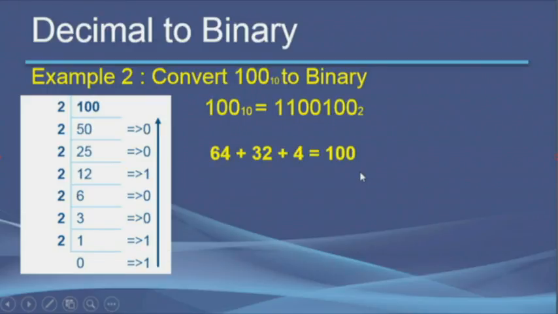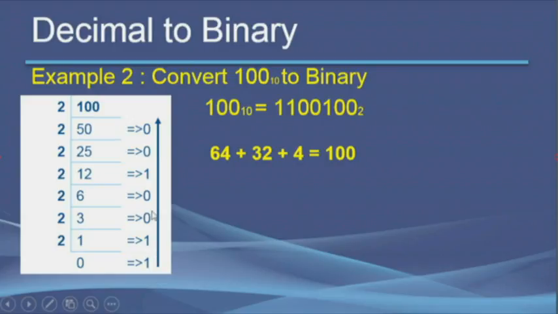So there is another example. Convert 100 to the base 10, which implies that 100 is in decimal, to binary. Then we again do the same steps and we divide 100 by 2. Then you can see the remainders. Again you write it from bottom to top, from left to right.